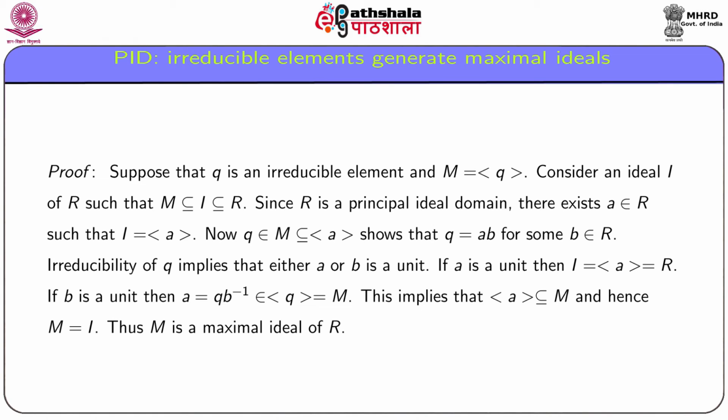If A is a unit, then the ideal generated by A, that is I, becomes equal to R. Now we show that if B is a unit, then I is equal to M. If B is a unit, then Q equal to AB implies that A equal to Q times B inverse, that is, A belongs to the ideal generated by Q, that is, the ideal M. This implies that the ideal generated by A, that is I, is a subset of M. Also we have M is a subset of I, and hence M and I are the same.